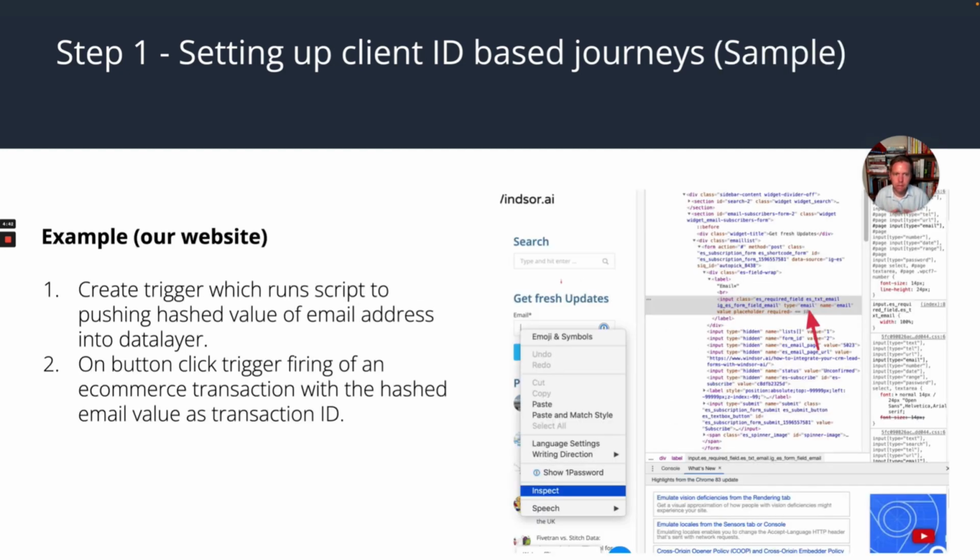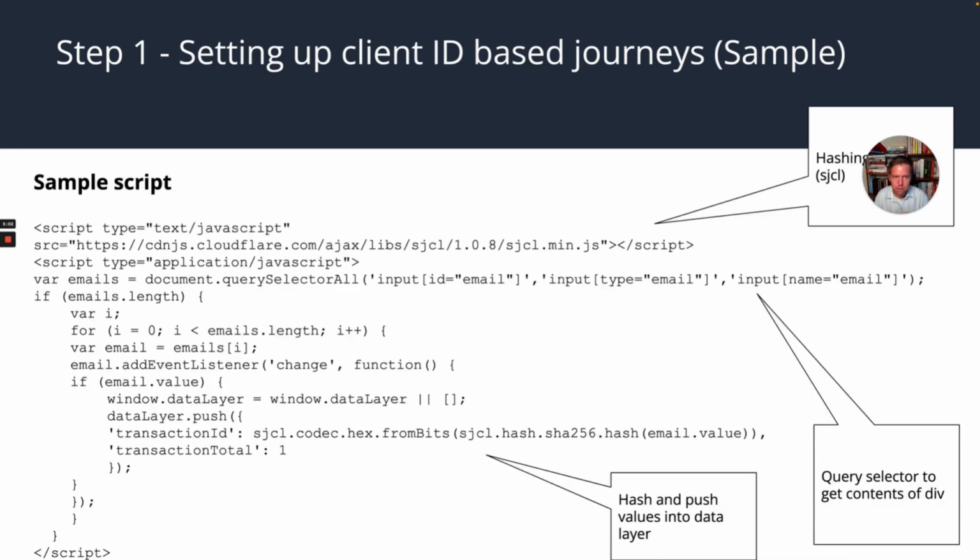Now, here is an example of how we do it with our website. So you see this type email. If you look at the code of the website, we create the trigger, which runs a script. Then we're pushing the hashed value of the email address into the data layer, as I explained before. And then we fire the event. This is how the script looks. Step 1 here, we're loading a hashing library, which is SJCL, the one used here. And then we do a query selector on the div, which is looking for fields with the ID of email, or type email, or input with the name of email.